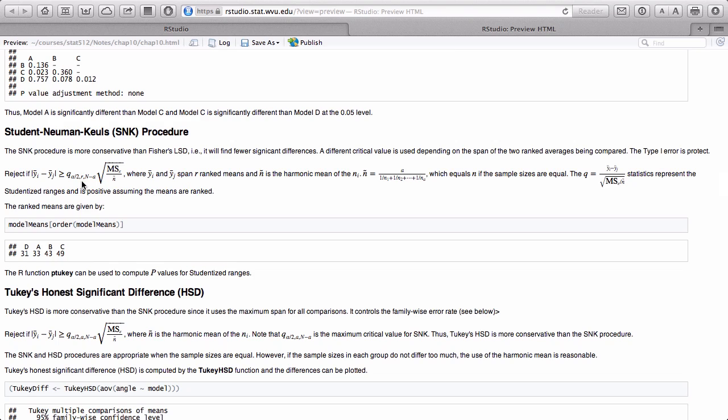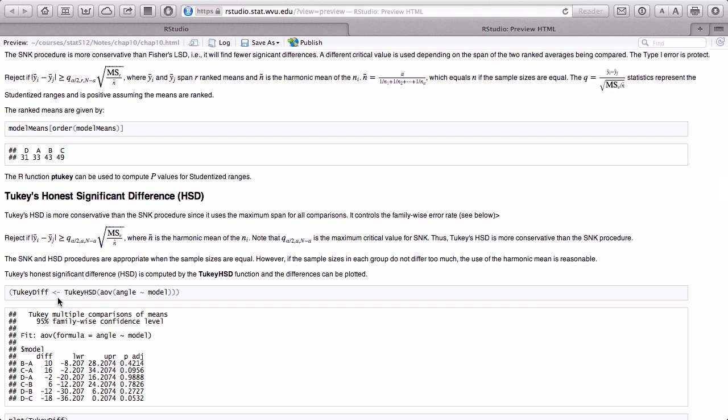But the point is that I didn't put a lot of emphasis on Student-Newman-Keuls, but it is kind of a stepping stone between the more liberal Fisher's LSD and the more conservative Tukey's HSD. Now, as I said, for Tukey's HSD, there is a built-in function, called TukeyHSD, and it uses that same Q, except that it uses the maximum. That r value becomes a, which is the maximum range.